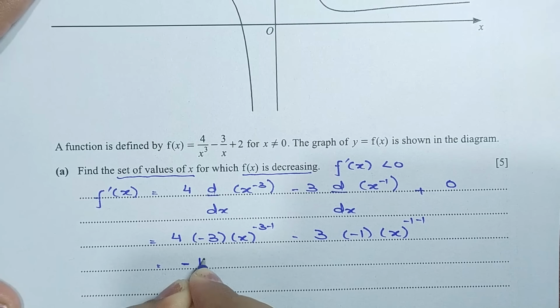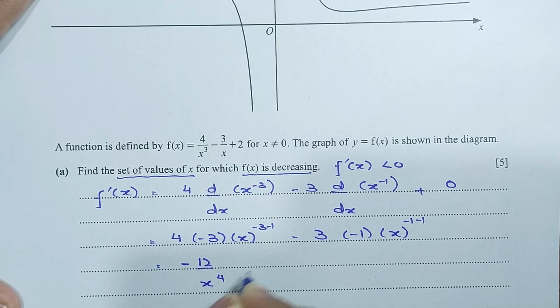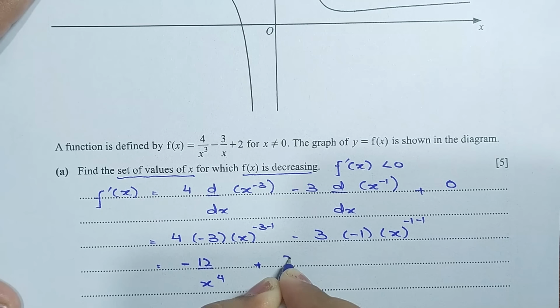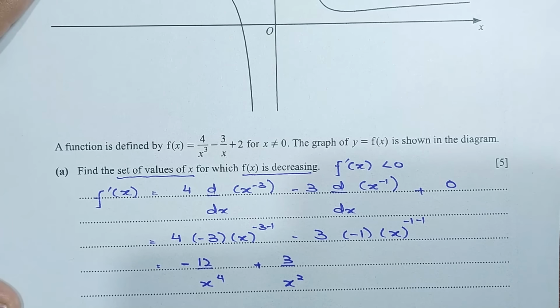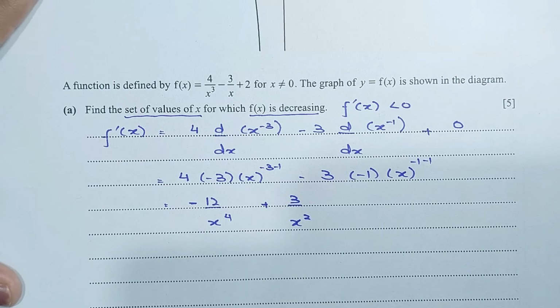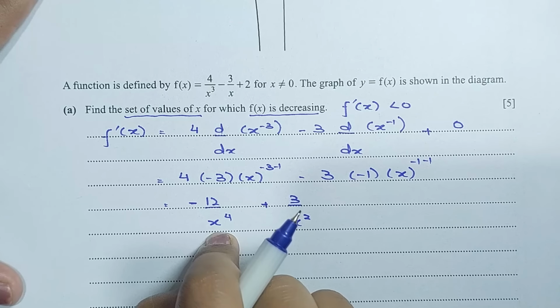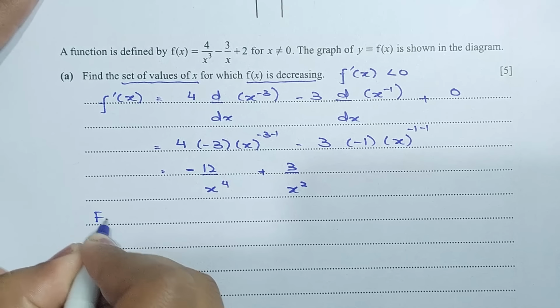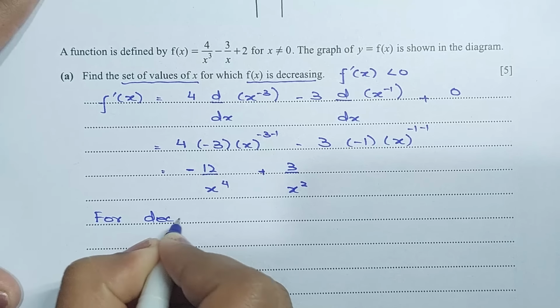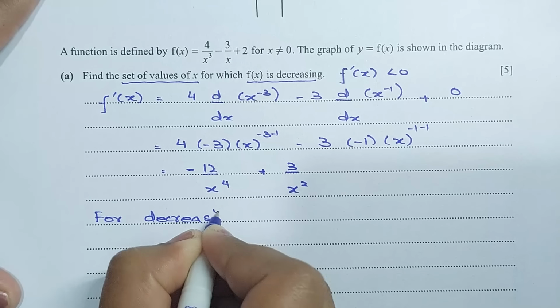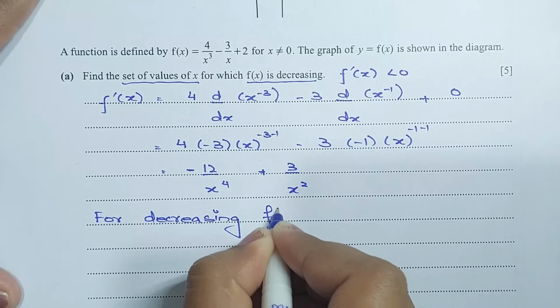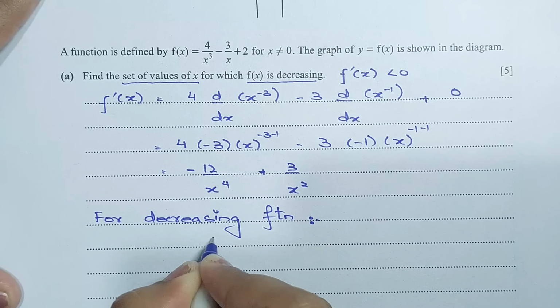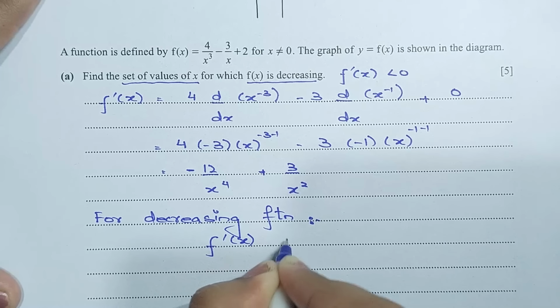So this is negative 12 over x to the power of 4, plus 3 over x to the power of 2. This is my first derivative, right? This is minus 4, so shift it to the denominator. This is minus 2, I've shifted it to the denominator. All right, for a decreasing function, its first derivative f prime of x should be less than 0.